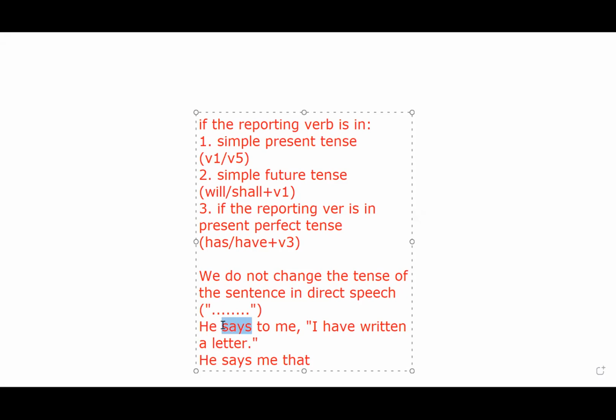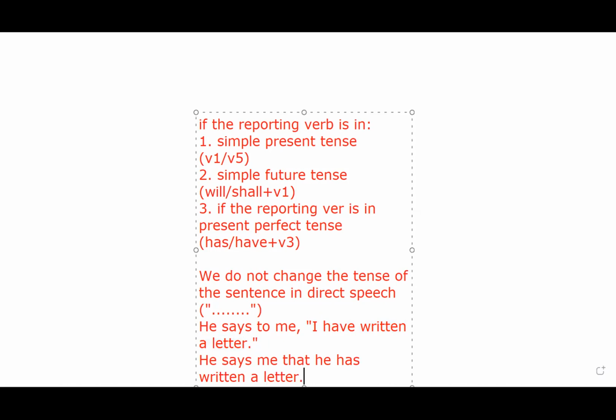Because of this reporting verb. This reporting verb is in simple present tense. If reporting verb is in simple present tense, simple future tense, or present perfect tense, no change in the tense of the direct speech. We keep the tense of the direct speech as it is. Now, have written, present perfect. He says me that he has written. Now, we keep the tense as it is. Has written also present perfect. Have written also present perfect. बुझियो? बुझ्यो सर.